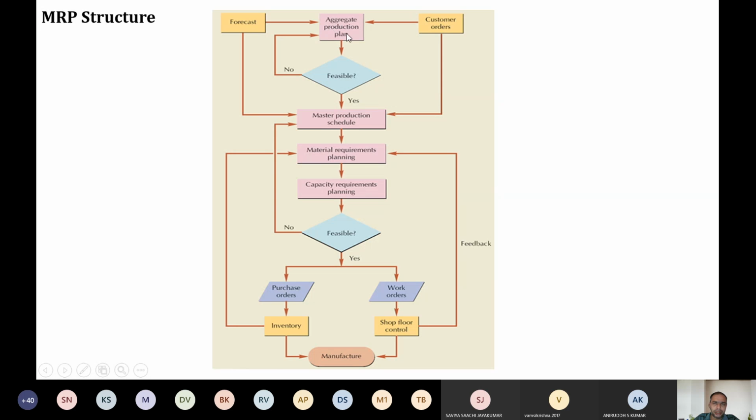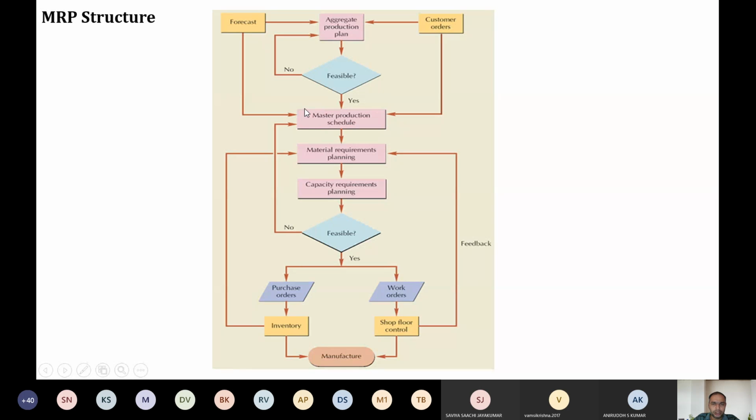With that they will combine both the predicted demand and the actual demand. They will develop the production plan. Based upon this they will prepare the master production schedule. Okay, 10 items are required, but there may be a demand for 12 items, two more items. So for 12 items you can prepare the production schedule.